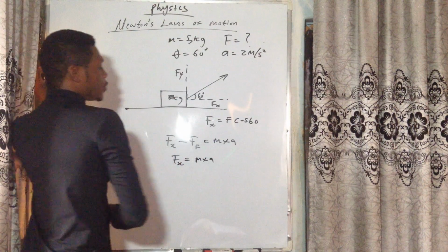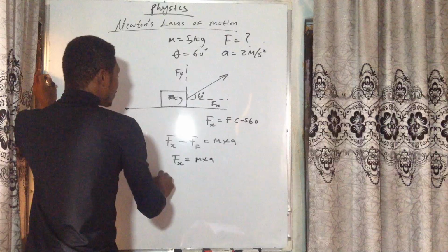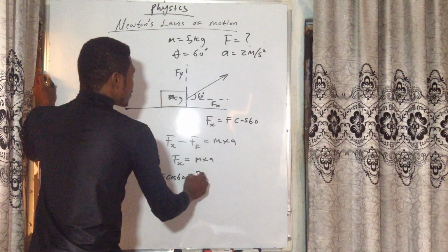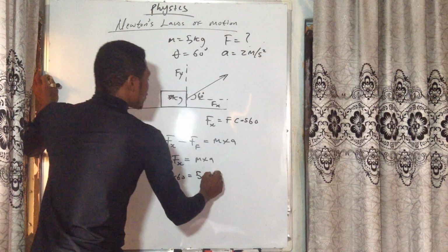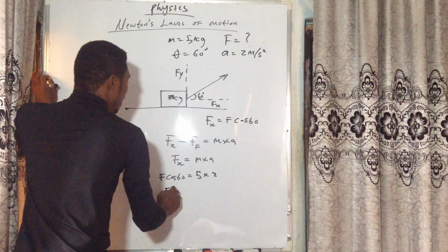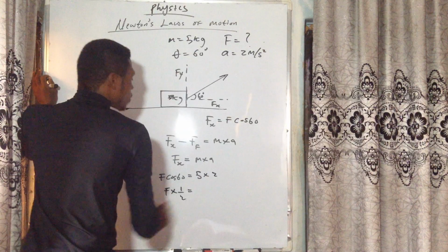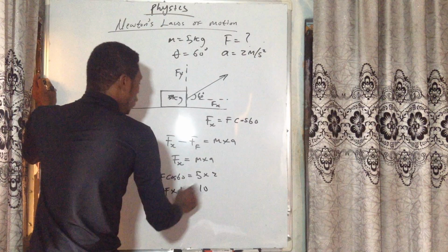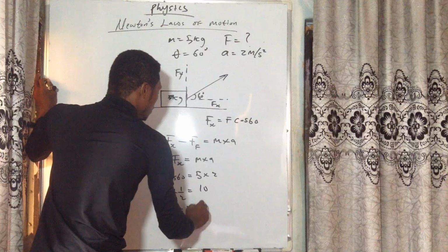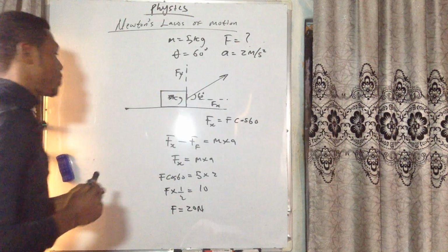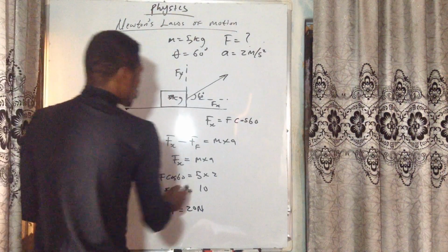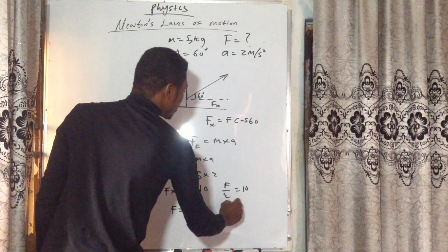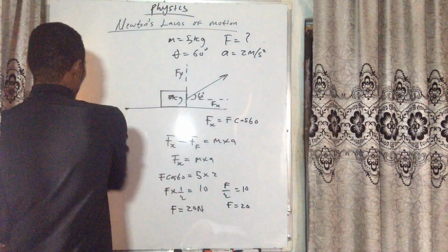So F cos 60 is equal to mass times acceleration. The mass is 5 kg, and the acceleration is 2. So 5 times 2. Therefore, F times 1 over 2 is equal to 10. So F is equal to 20 newtons. The applied force is 20 newtons. How do we do that? F over 2 is equal to 10, so cross multiplying, F is equal to 20. Do you understand? So that is it.